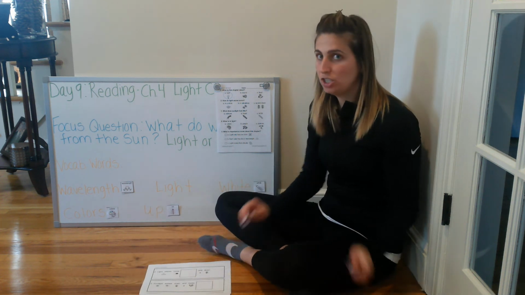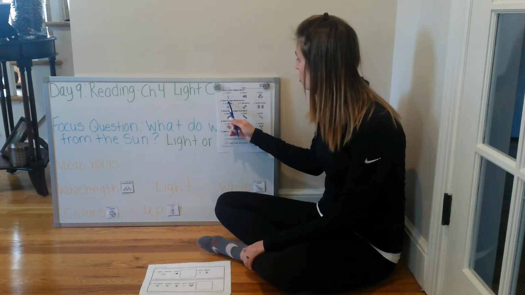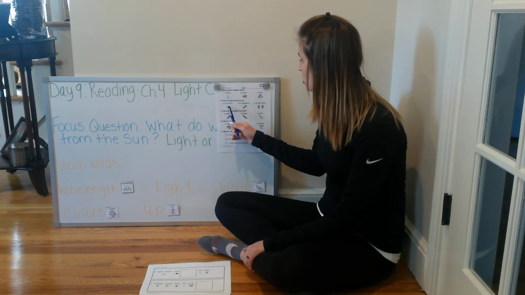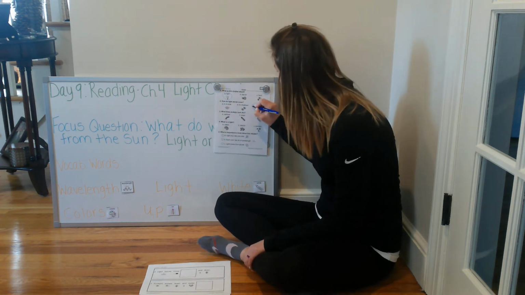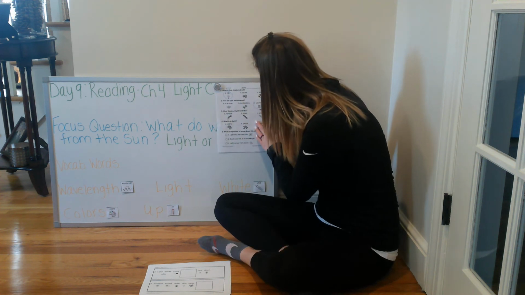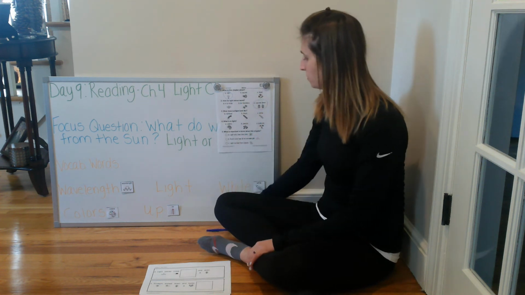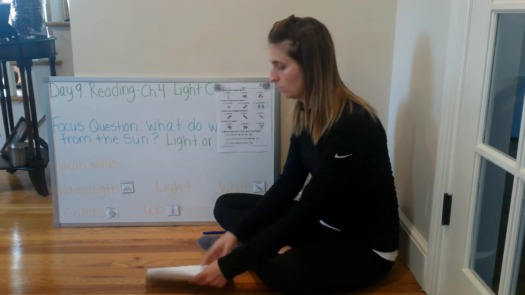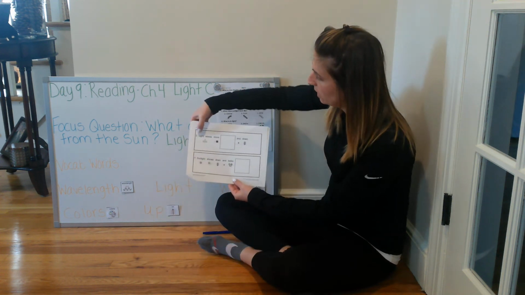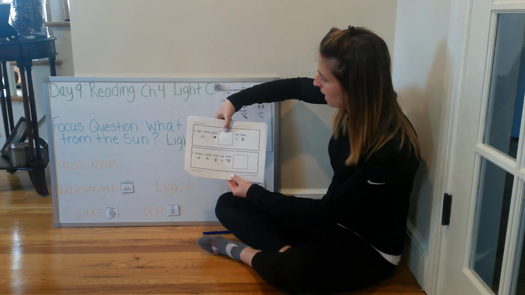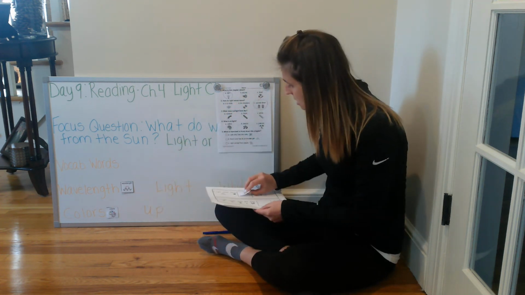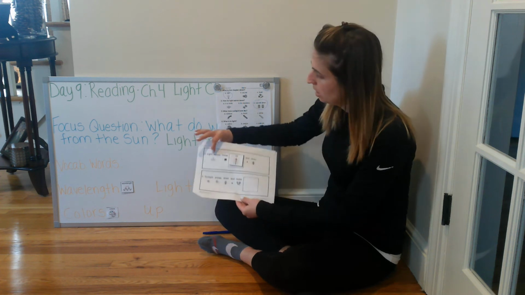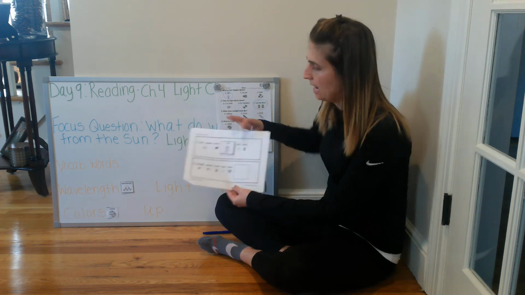Moving on to question number 2. How do light waves move? In a circle, in vibrations, or up and down? The correct answer is up and down. Question number 2 for the fill-in. Light waves move blank and down. Correct fill-in is up. Light waves move up and down.